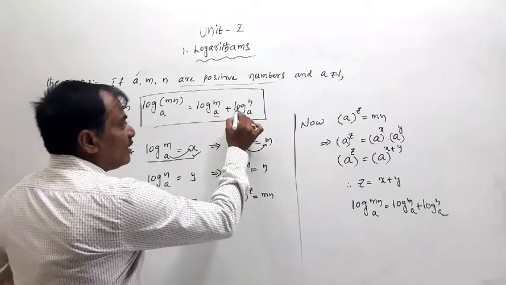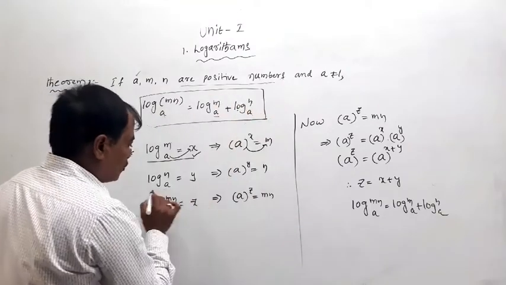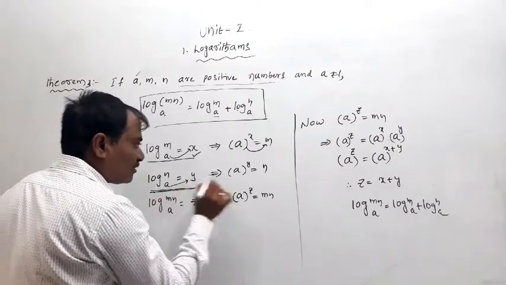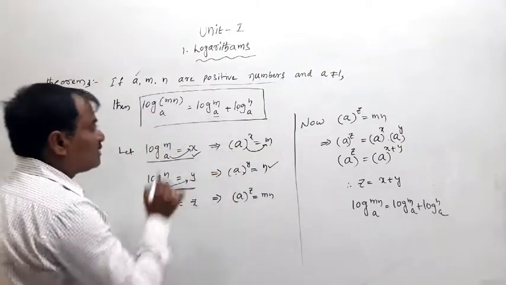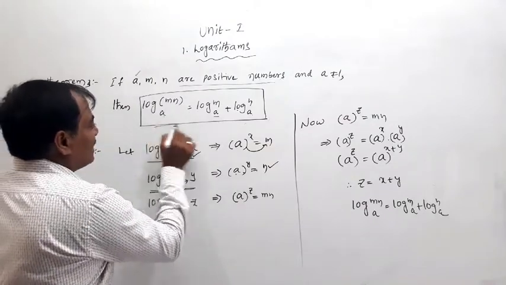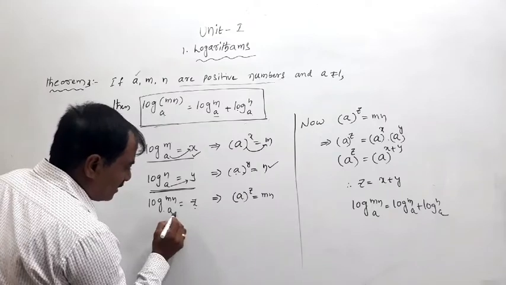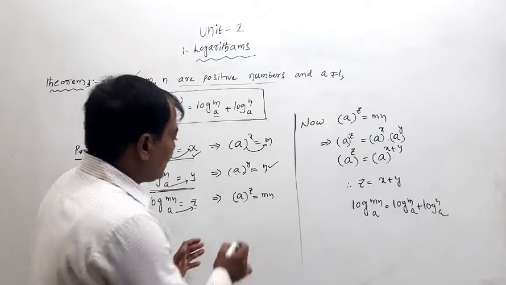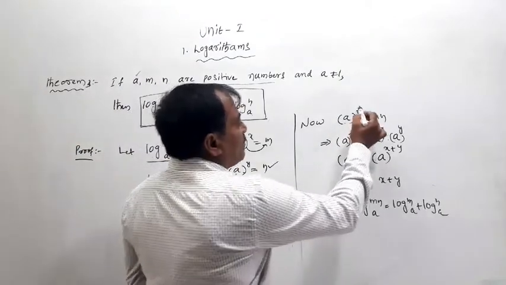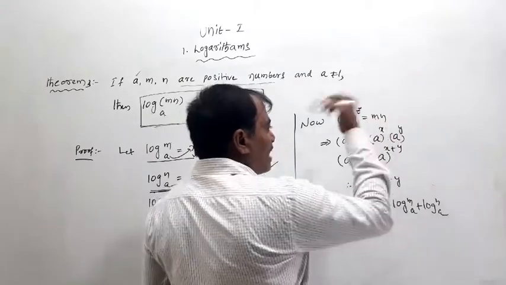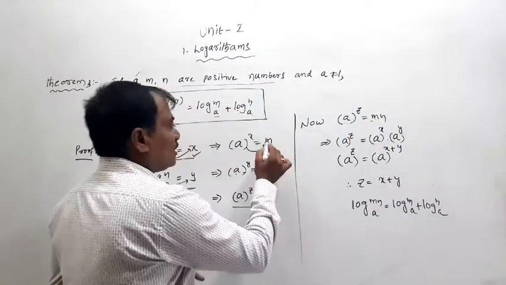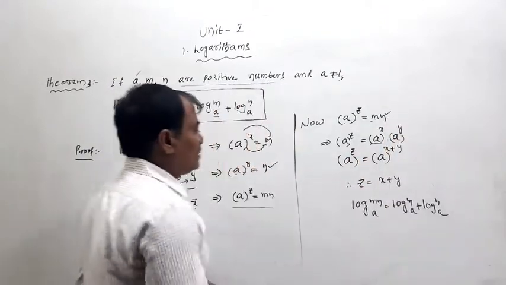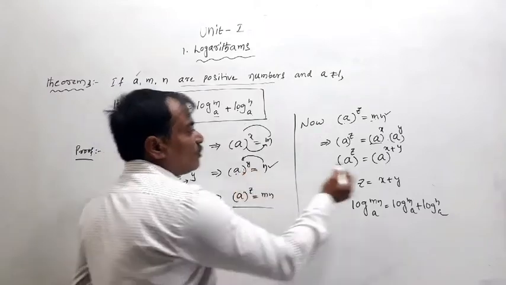And similarly, log n to the base a, we assume this is equal to y. So by the definition of the logarithm, a to the power y equals n. And similarly, the left hand side logarithm we say is z, so by the definition of the logarithm, a to the power of z equals mn. So now we take a to the power z equals mn. Now by back substitution, we substitute the m value. What is m actually? m equals a to the power of x. We substitute here. And n, what is n? n equals a to the power of y. We substitute here.